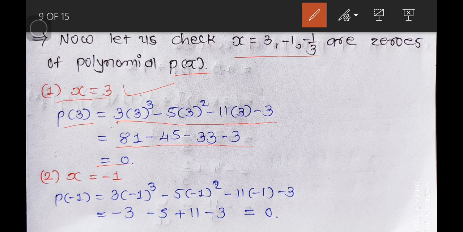Now about x is equal to minus 1. So we replace x by minus 1. So we get p of minus 1 is equal to 3 into minus 1 cube minus 5 into minus 1 square minus 11 into minus 1 minus 3. So it is equal to minus 3 minus 5 plus 11 and minus 3. On evaluating it, we get p of minus 1 is equal to 0. So we can say that x is equal to minus 1 is also a zero of given cubic polynomial.